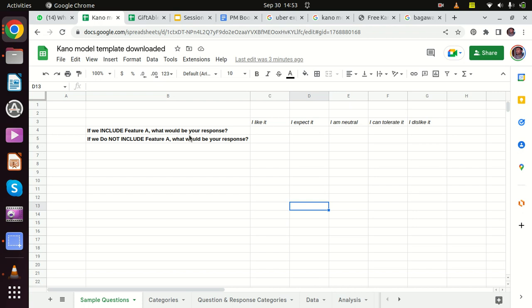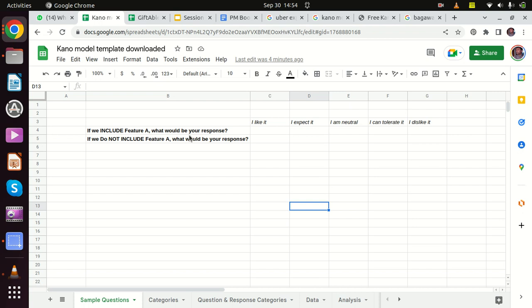Now the dysfunctional manner of asking that question is, if we do not include feature A, what would be your response? So I do not provide automatic saving or backup of your phone data onto a cloud. I'm not going to give you that. If I do not include that, what would be your response? Here again, the customer will say, I like it, or I expect it, or I'm neutral, or I can tolerate it, or I dislike it. The idea of KANO model analysis, in order to get a proper understanding, is to use both questions, the functional and the dysfunctional.